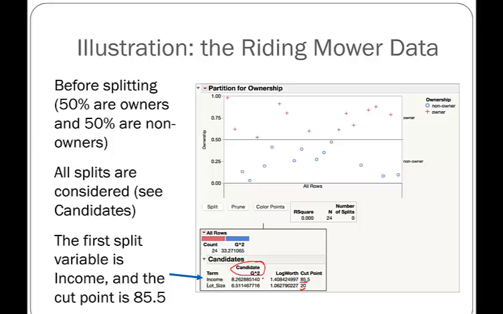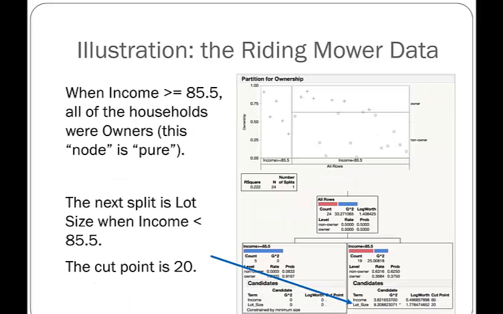So in this case we see income split at 85.5 is a better place to split initially than lot size at 20. We see that when income is used as the first split, greater than 85.5, we have what we call a pure node, and that means that all of the members of that node have the same value. In this case, they would be owners.